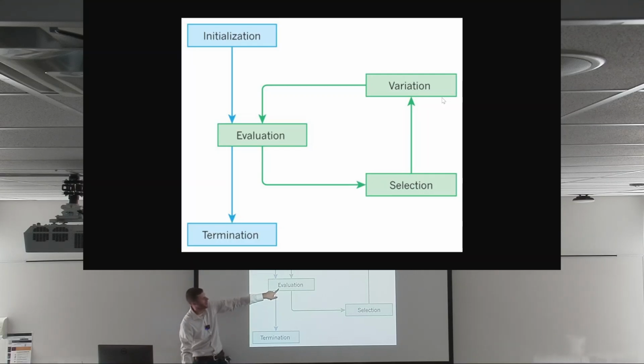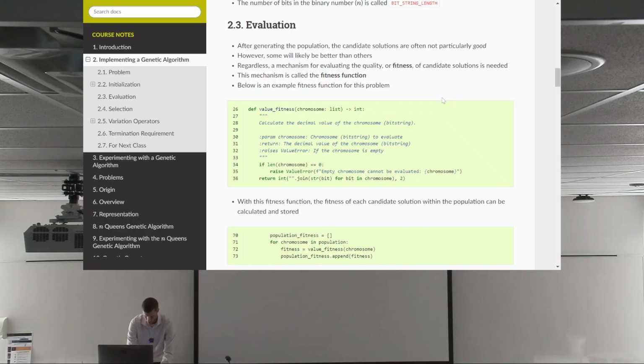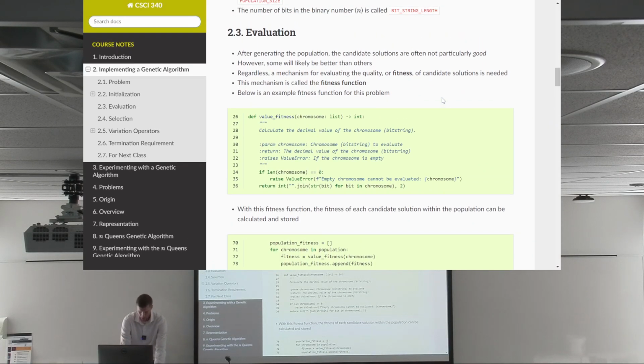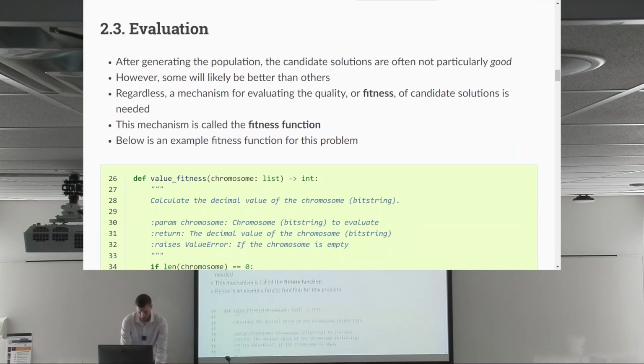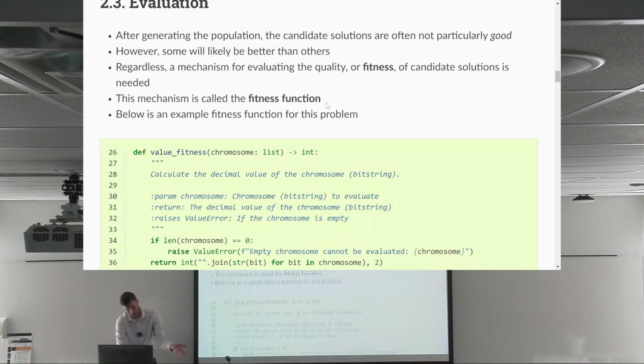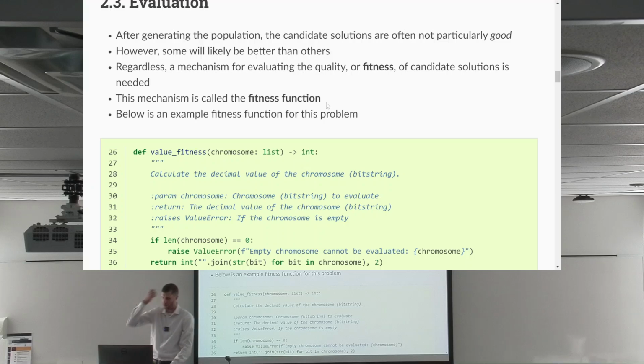The next thing we're going to talk about is evaluation. Okay, so I've got a population of candidate solutions, of chromosomes. How good is each of them? So we're going to look at each chromosome and determine how good it is. However, some will likely be better than others. Regardless, we need a mechanism for evaluating the quality, or fitness, this is the jargon we use.